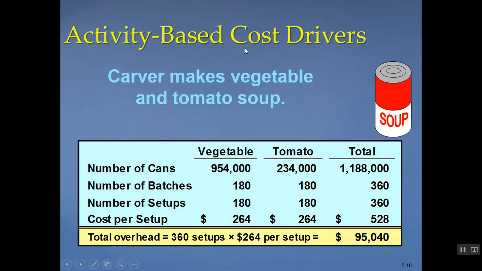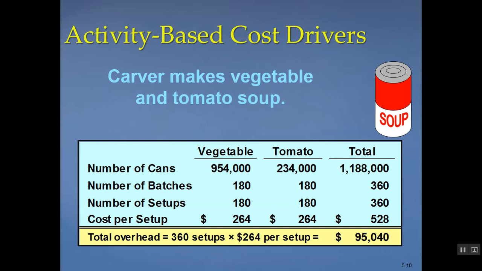So now let's look at an example. Here we have a company that makes vegetable and tomato soup. Those are two different soups. So you can see that we're giving some information about the number of cans, the number of batches, the number of setups, and the cost per setup.